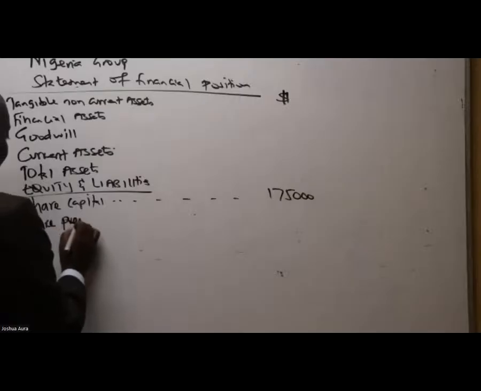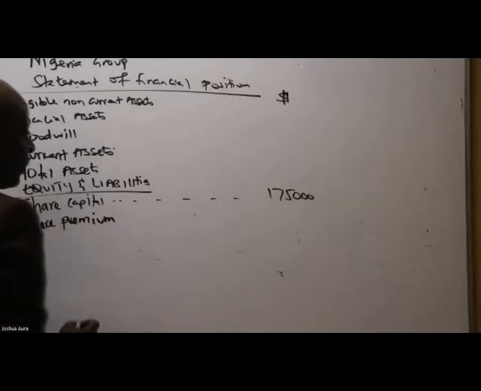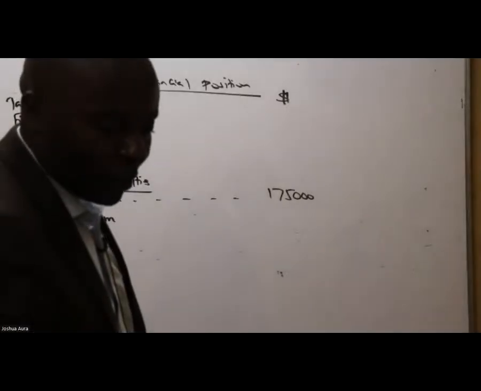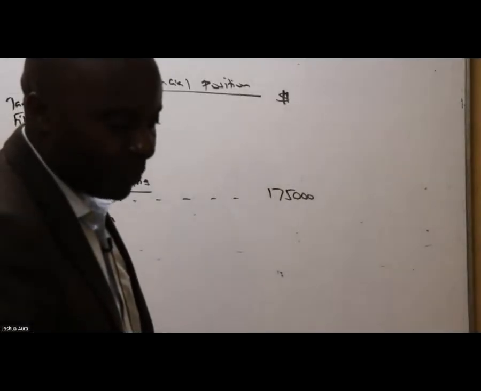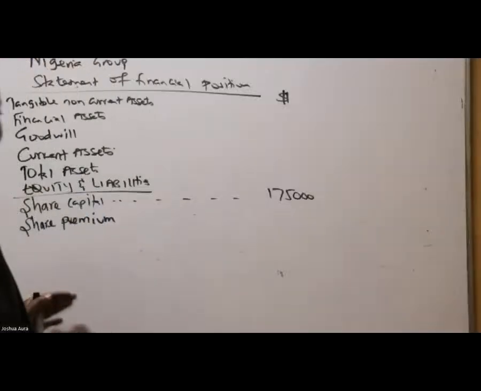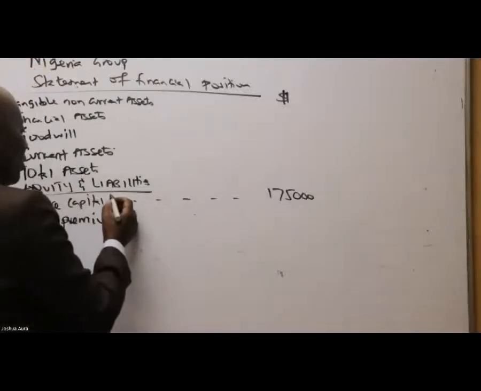So for share premium, what do I have here? The same. You pick the one of the parent. These are the free marks I'm talking about. So share premium, 50,000. I'll pick it the way it is. The parent only. If I were you, I would have written here parent.